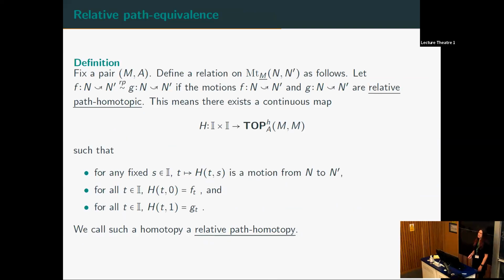Okay, so now we can define what's called relative path equivalence. We take two motions f and g from N to N', and we say that they're relative path equivalent if we can define a continuous map from I × I into this space of self-homeomorphisms, such that for all s, looking at just t, we get a motion, and it goes from f to g.